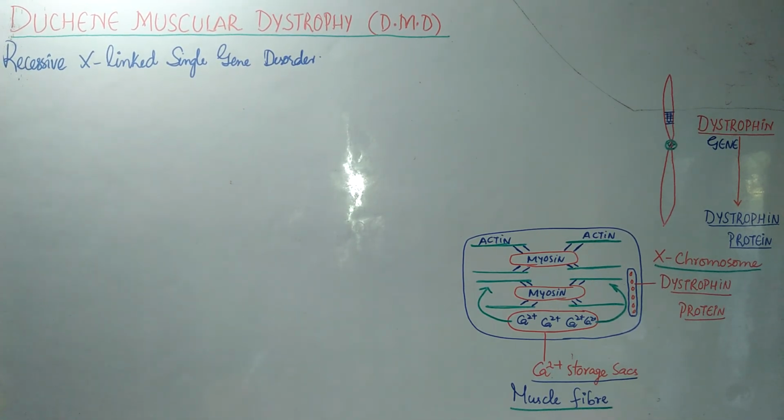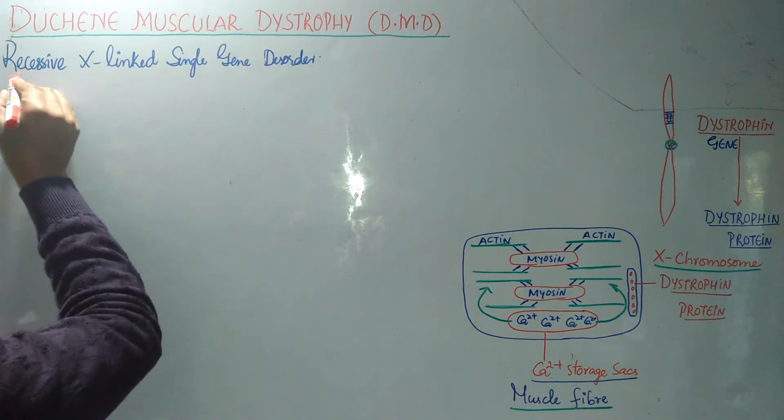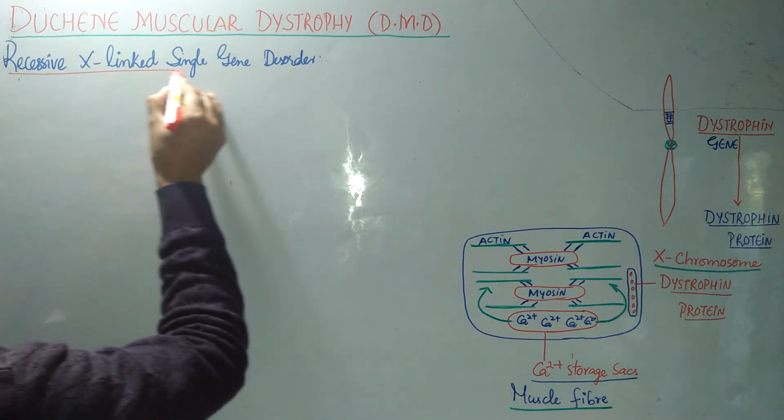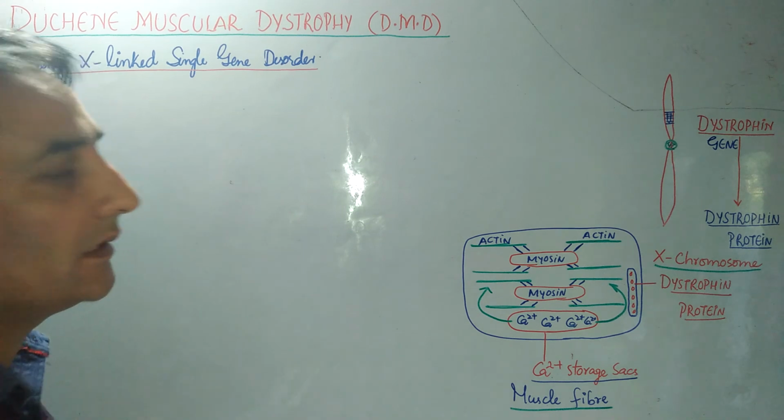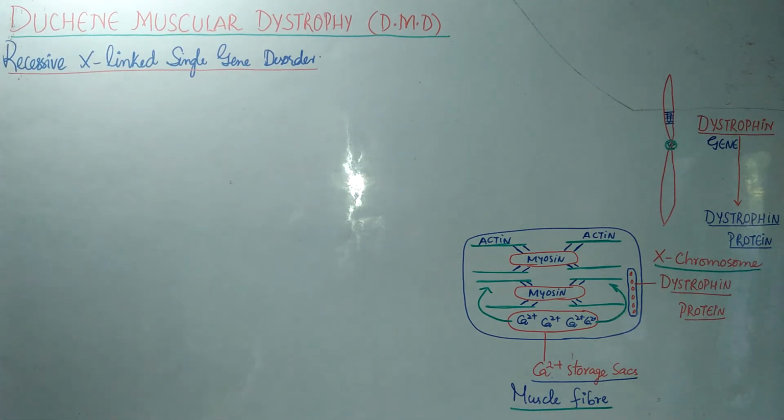Now what is Duchenne Muscular Dystrophy? We say that it is a recessive X-linked single gene disorder. So it's a single gene disorder of a gene present upon the X chromosome. It is the recessive gene disorder of a gene known as the dystrophin gene present upon the X chromosome.